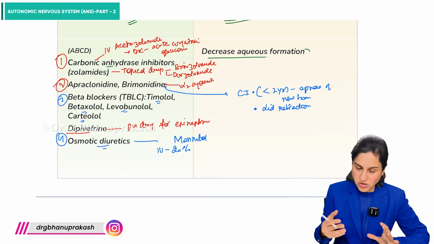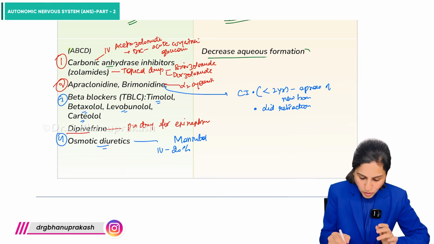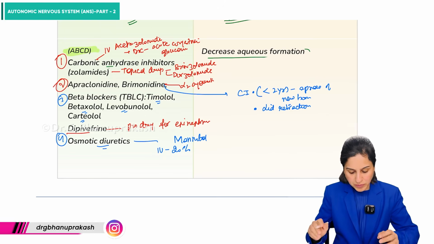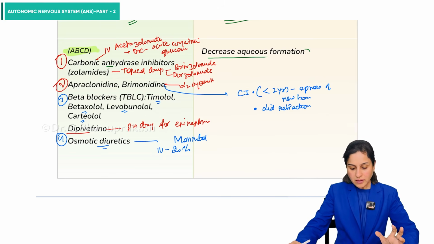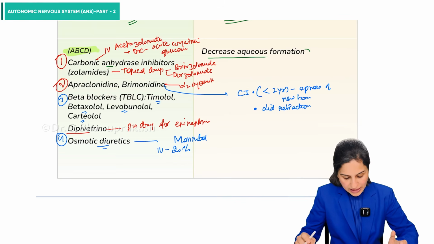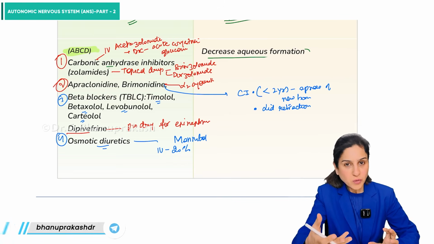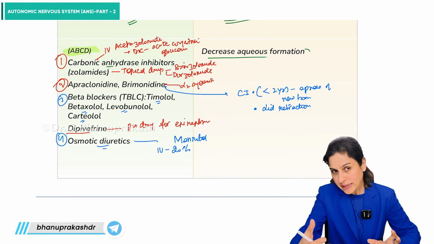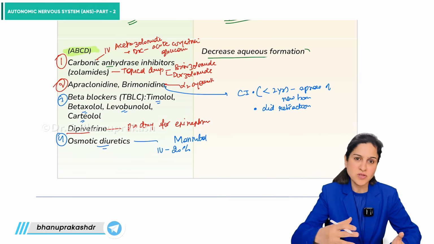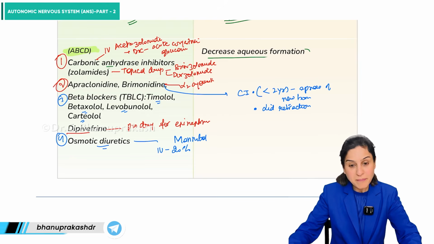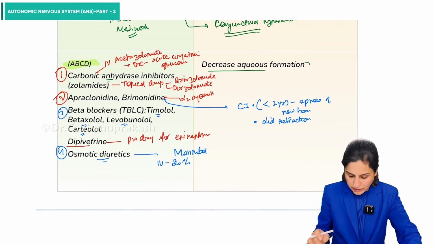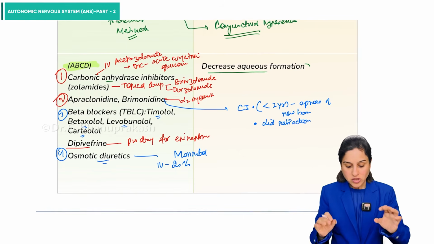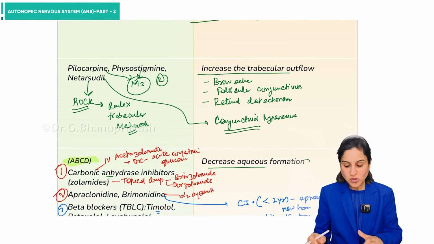So all these drugs together you can remember with the mnemonic A, B, C, D. A stands for the alpha 2 agonists, B is beta blockers, C is carbonic anhydrase inhibitors, D is the diuretic. So this is another way in which you can remember these drugs. So these are the important drugs which are used for the management of glaucoma.